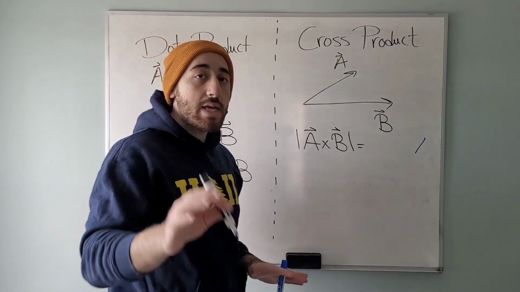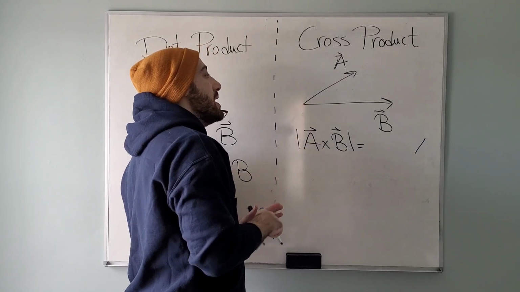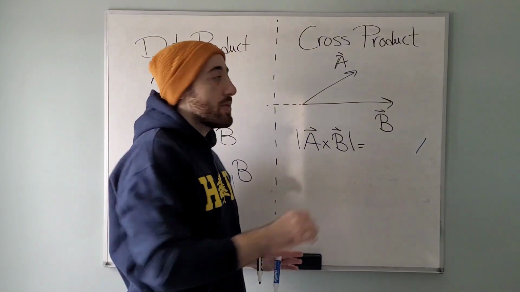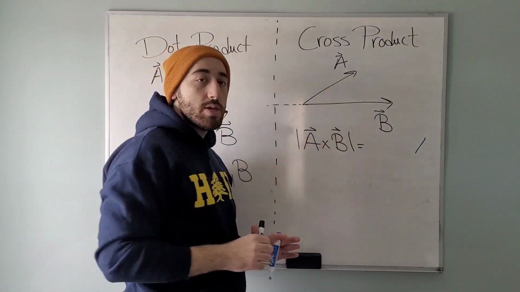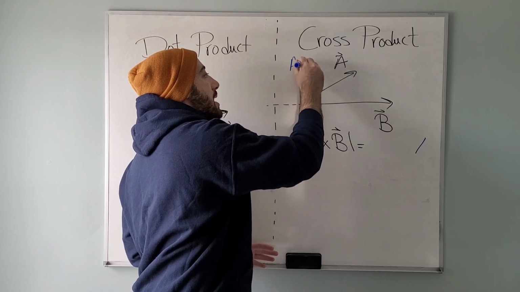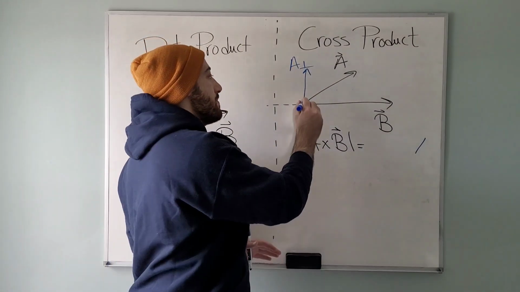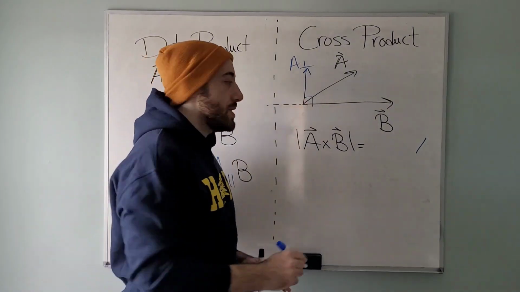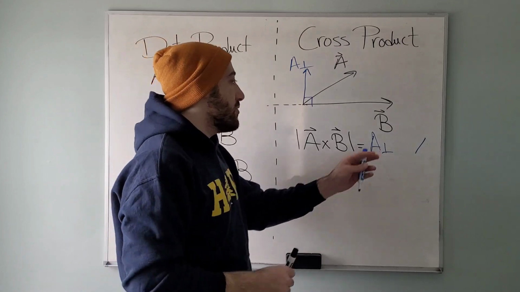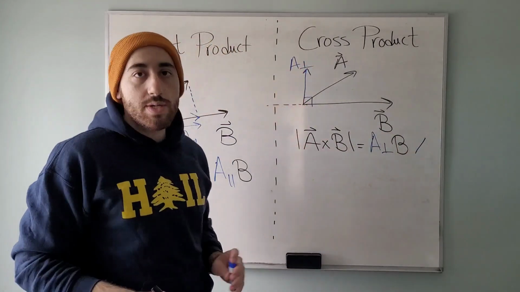In other words, I can look at this vector A, and I can try to find the component of A that is perpendicular to B. So B spans a line like this, and the component of A that is perpendicular to this line ends up being this component right here. We call this A perpendicular. And now the cross product is nothing more than this component, A perpendicular, multiplied by the magnitude of B, and that's it. That's all there is to the cross product.